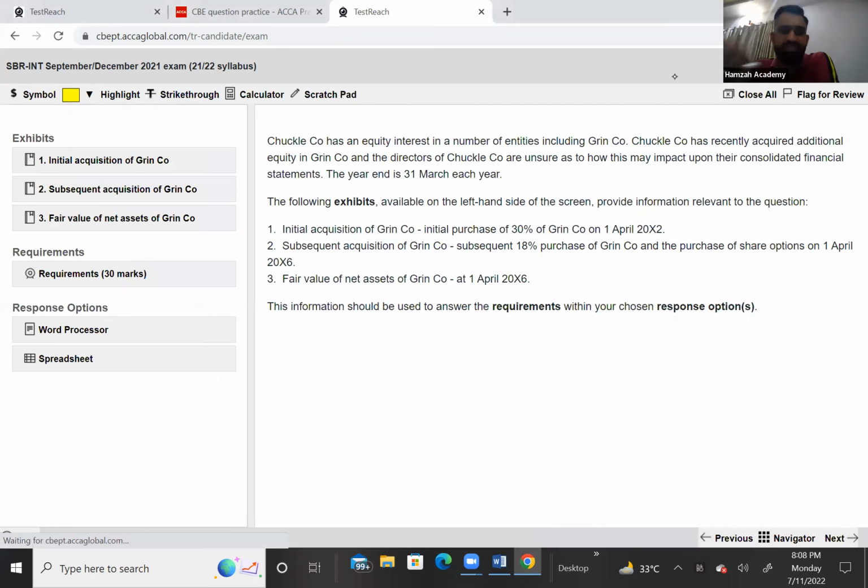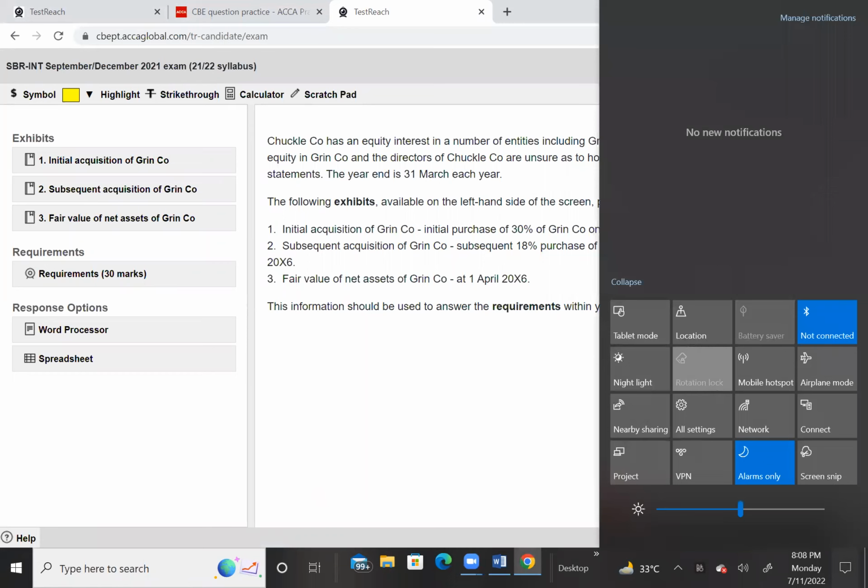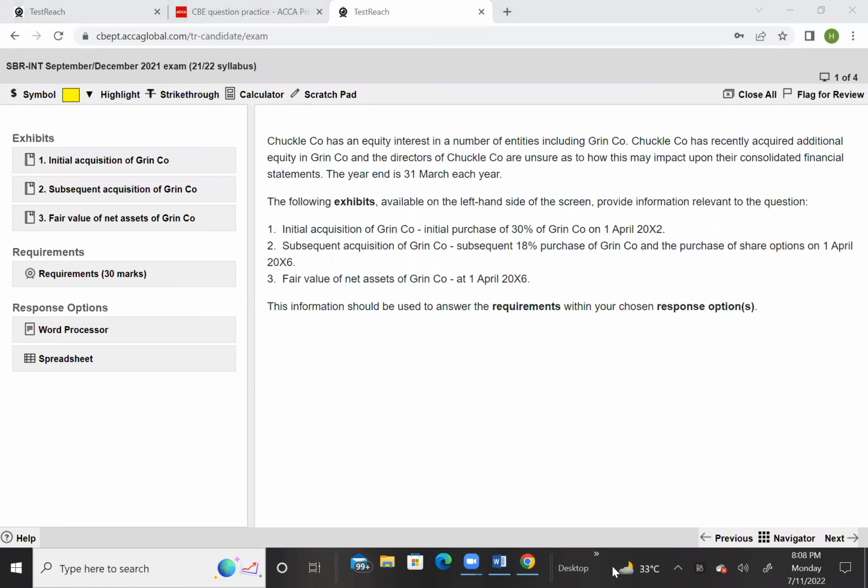So this is the screen. This is question number 1. Basically, you are looking at question number 1. Now on your left side, you can see exhibits. These are the exhibits. These are the general guidelines about the question.